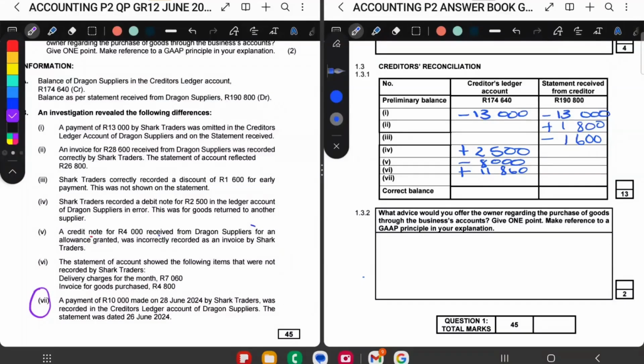Adjustment over here. Our last adjustment says a payment of 10,000 Rand was made on the 28th of June. And the payment was made by us. The payment was made by Shark Traders. That's us. But the statement was dated 26 June. So we made the payment the 28th of June. But when the supplier was compiling their statement, they compiled their statement only up until that point. So, of course, they don't have this payment reflected on their statement. So they made the mistake and the payment was left out.